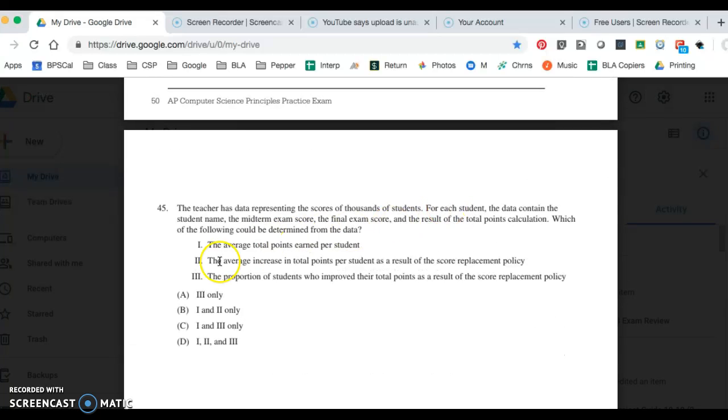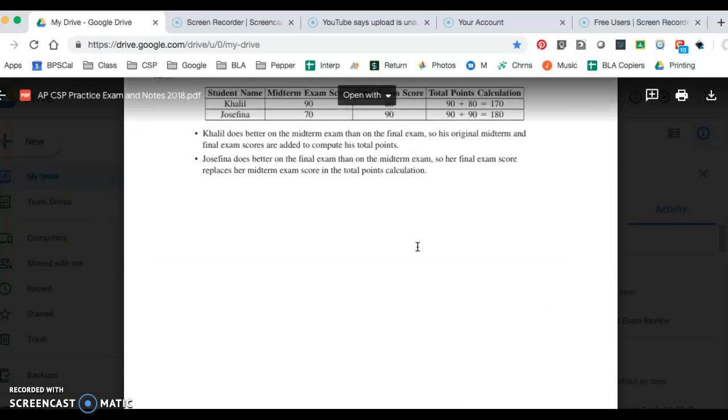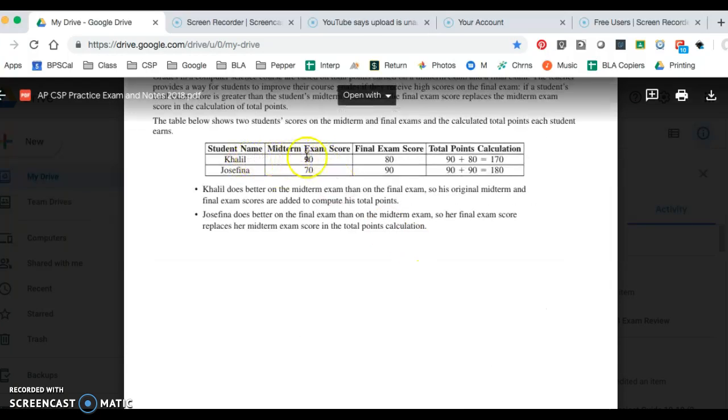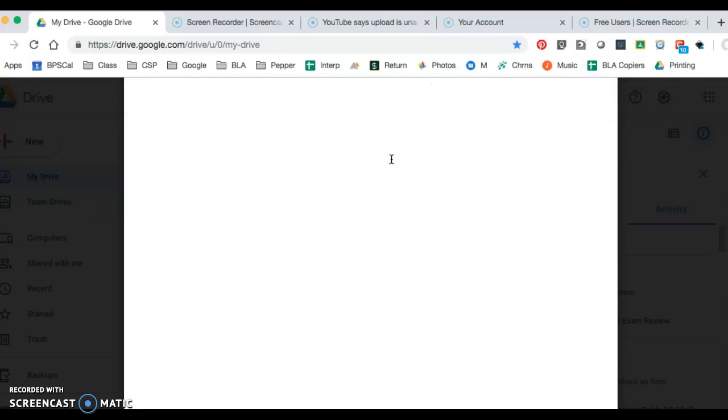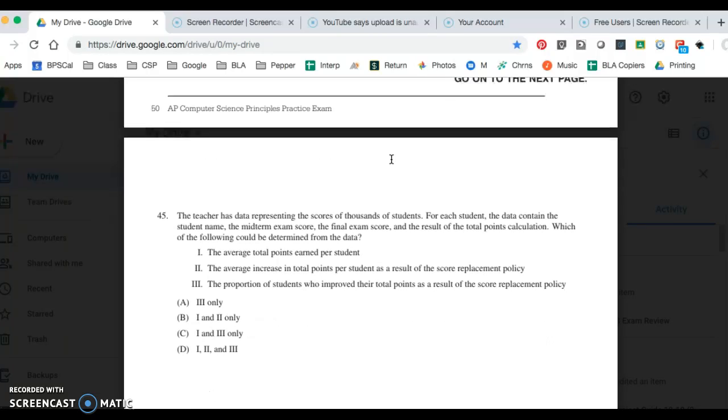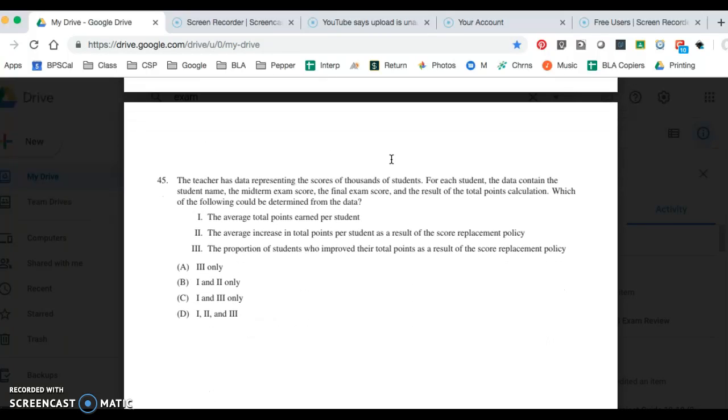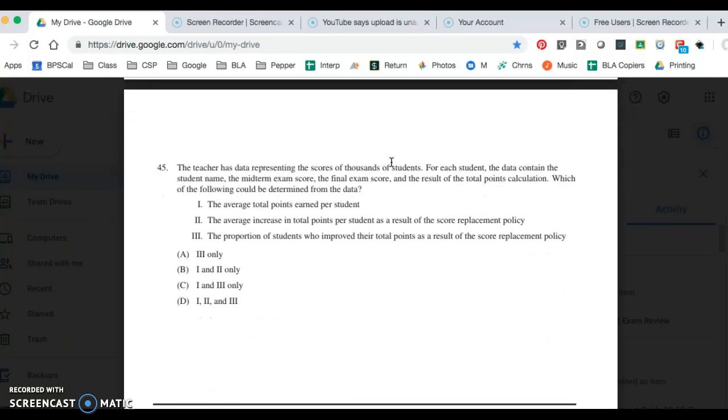So here we have the average total points earned per student. Yes, we could figure that out by looking at their scores and figuring out what the average was. The second piece of information is the average increase in total points per student. Yes, we could also figure that out.